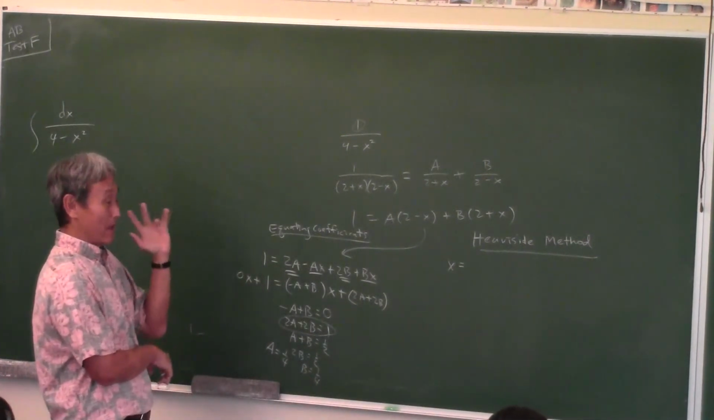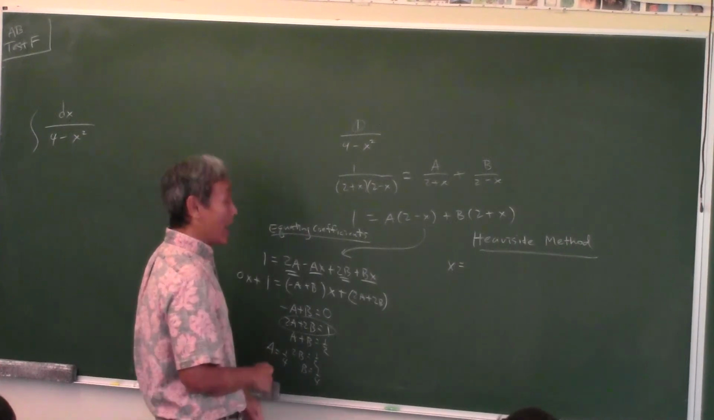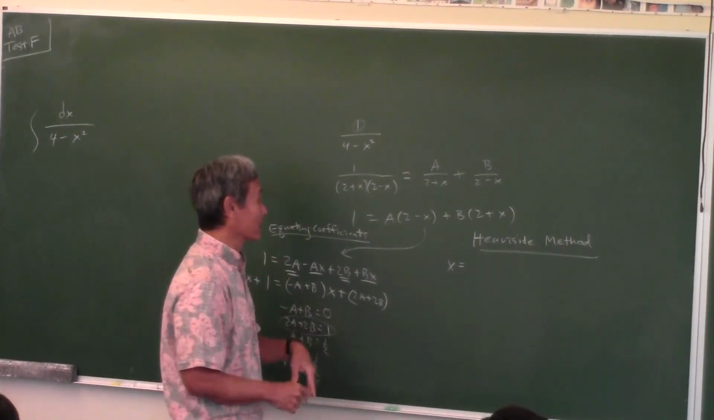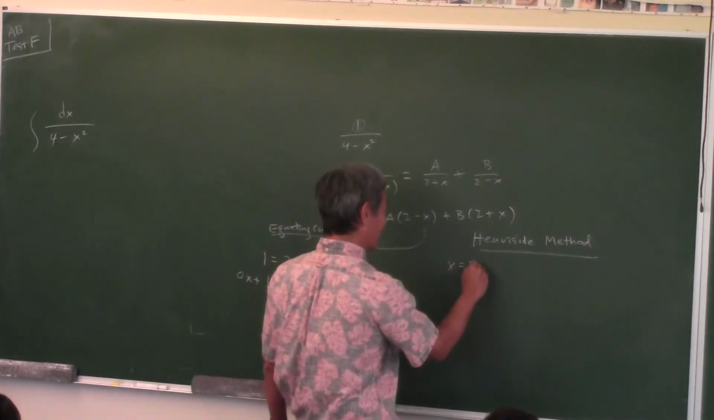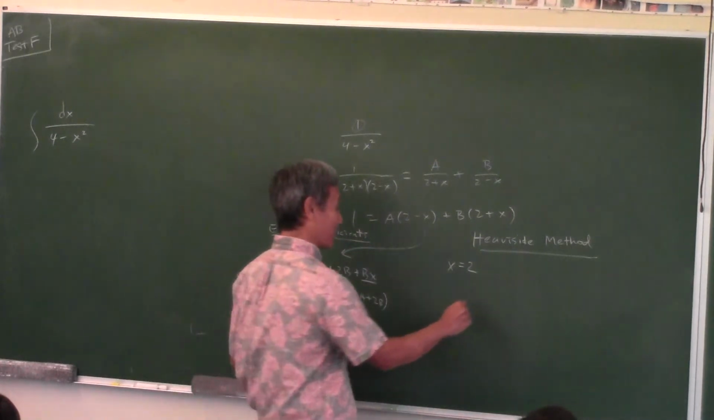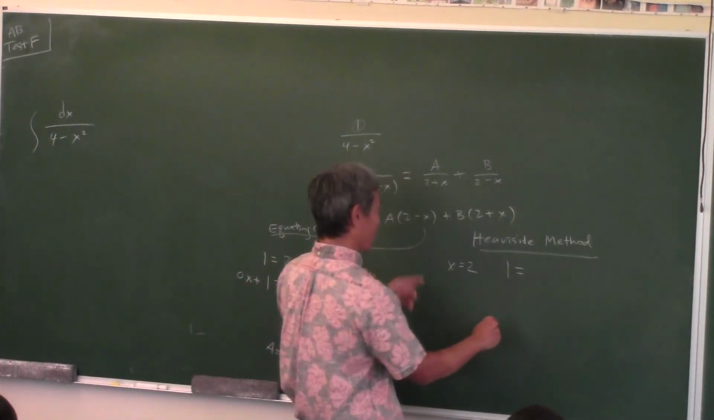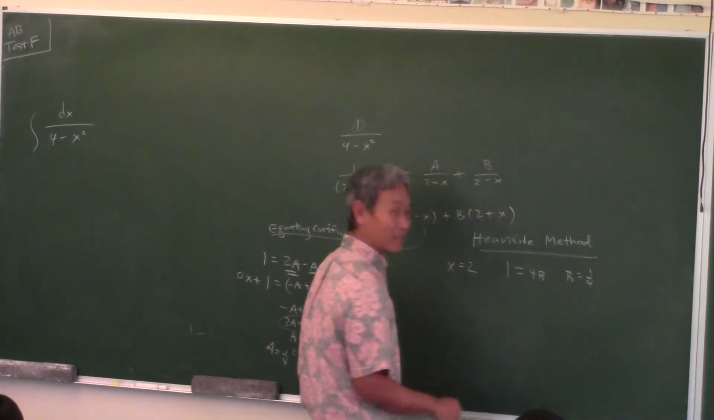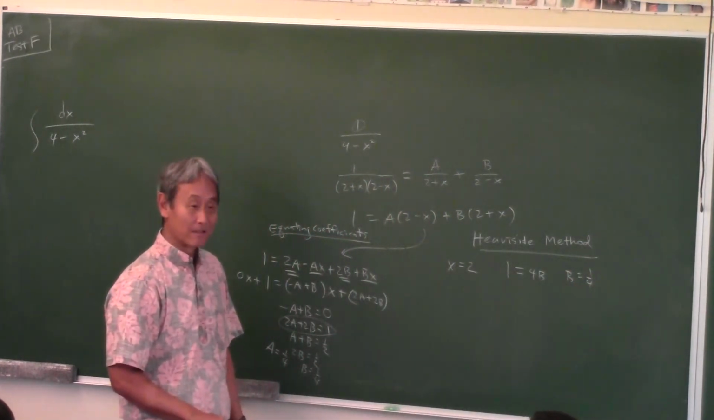Anyway, whoever Heaviside was, he said, instead of doing this, why not just plug in numbers for x? So he said, what if I plug in 2 for x? Because it's going to make this term 0, right? You're going to get 1 equals 0 plus 4b, therefore b has to equal 1/4. See how clever Heaviside was? Guess and check.